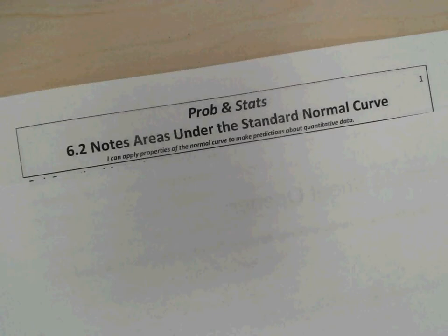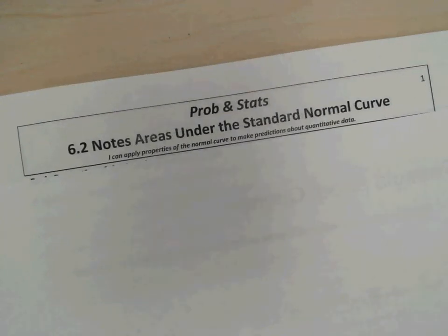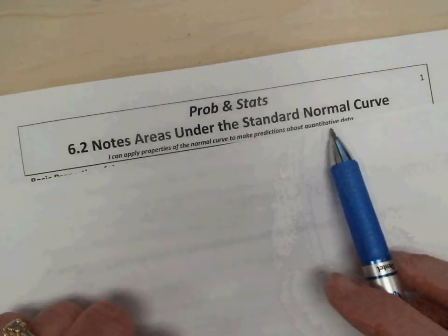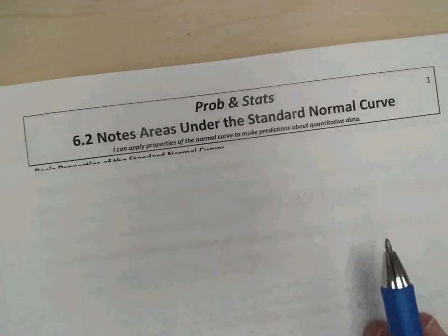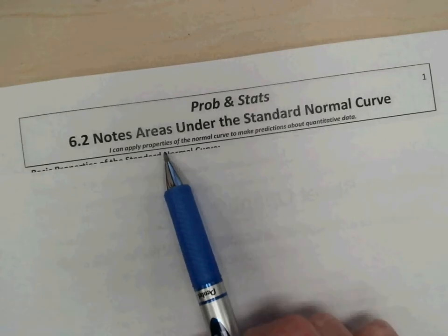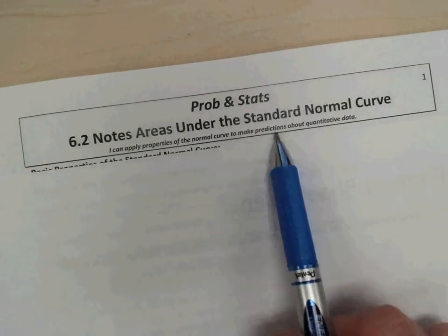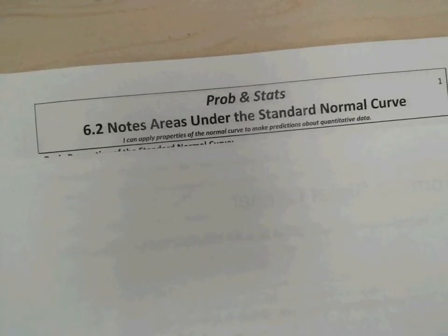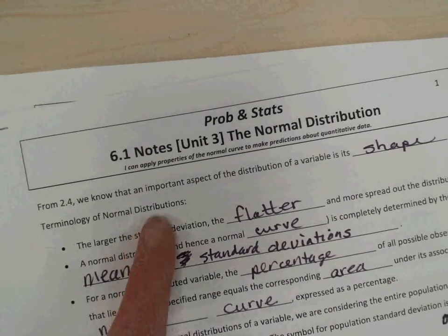Today's lesson is 6.2, notes on areas under the standard normal curve. And our goal today is to be able to apply properties of the normal curve to make predictions about quantitative data. You can recall from lesson 6.1 that we talked about the normal distribution.